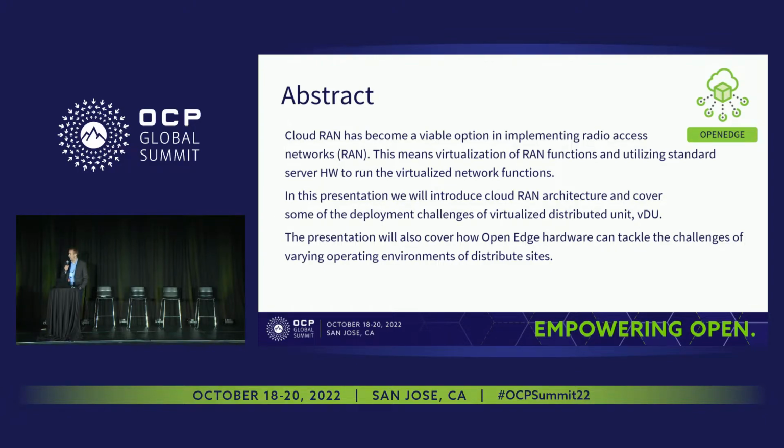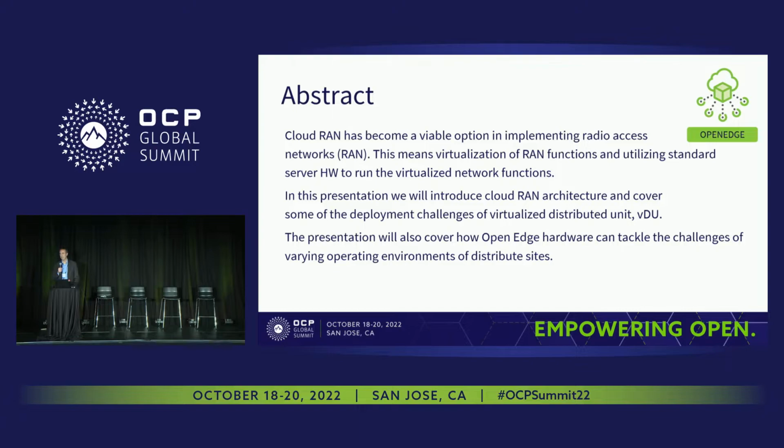And how we see this as of today is that the Cloud RAN certainly has become a viable option in implementing the radio access networks, so RAN as an abbreviation in this presentation here. And this means the virtualization of the radio access network functions and utilizing the standard server hardware to run the virtualized network functions.